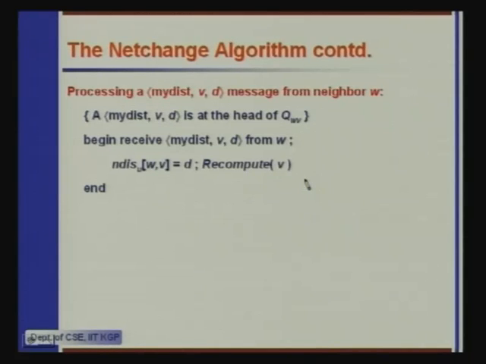Okay. And if that recompute V changes my distance to V, then I will again broadcast to my neighbors that my distance to V has changed. So I will send out mydist V and the new distance to my neighbors. Okay. That is how the algorithm, that is how the wave propagates.